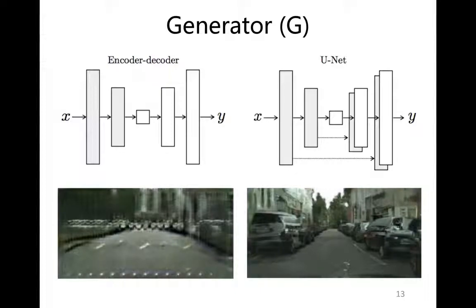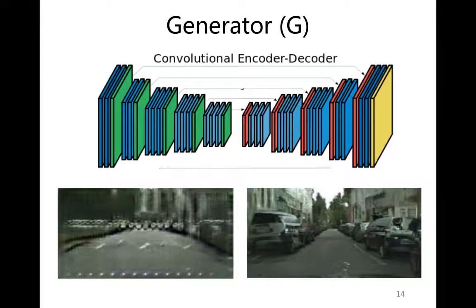Because the input also contains the image, it's not just a random vector, so we need to use a more advanced structure to do this transformation for the generator. In the generator, usually the input is an image and the output is also an image. So we use some kind of encoder-decoder network. By encoder-decoder, it means we first apply a standard feed-forward convolutional network to reduce the spatial resolution of the image, so finally it becomes a vector.